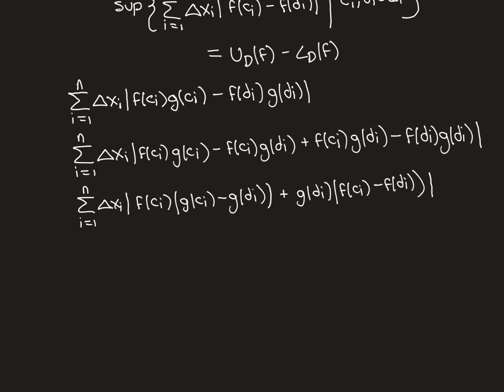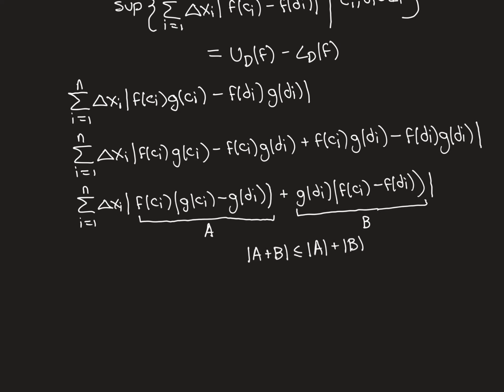So the next step is very easy. It's what I've just described to you previously. So we're just going to factor out the common bit. So we've got the sum from i equals 1 to n of delta xi, then we've got mod, and then from these two terms we've factored out the f evaluated at ci, so we've got f ci times g evaluated at ci minus g evaluated at di, plus, and then here we're going to factor out this g evaluated at di, so we've got g evaluated at di times f evaluated at ci minus f evaluated at di, which comes from this bit. And then we're closing the modulus here.